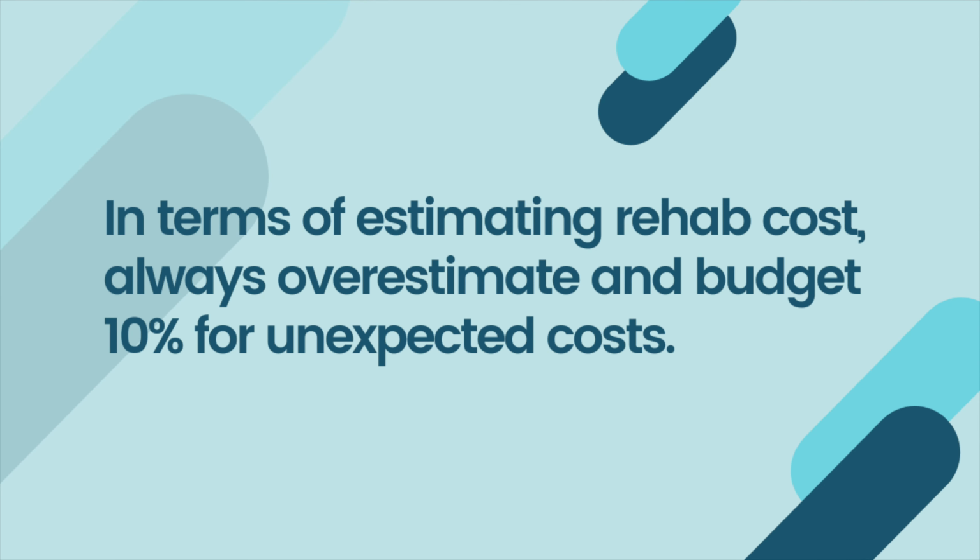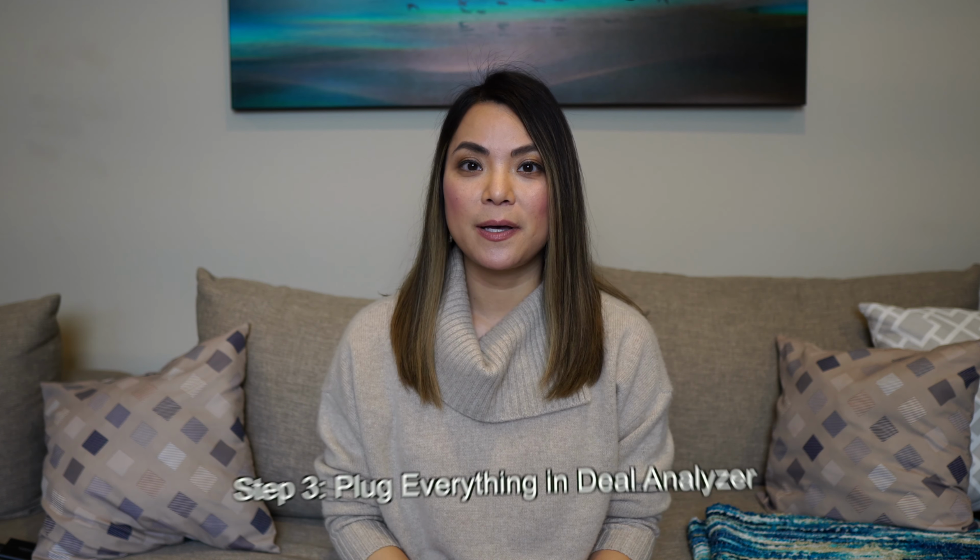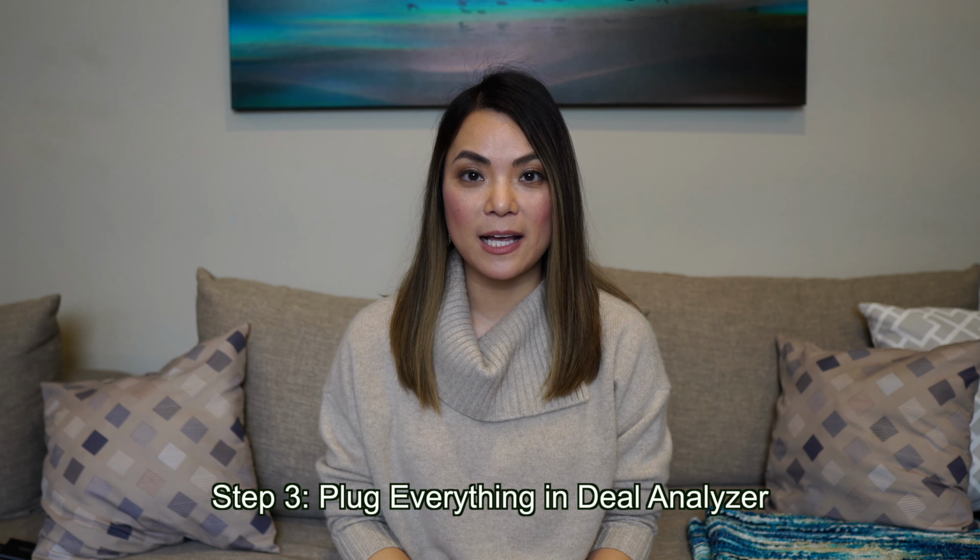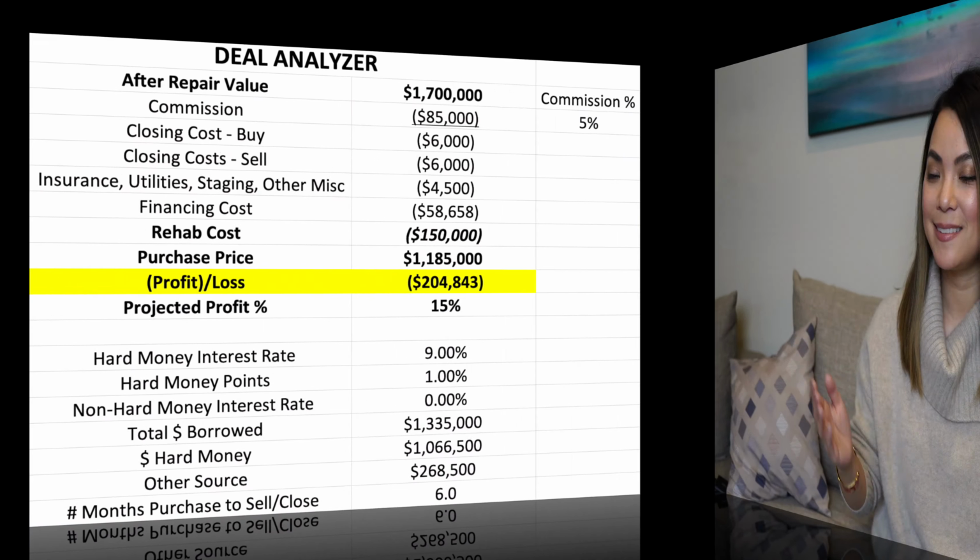In this episode, we talked about having a mentor guide you through your first deal, and this is definitely something that they can help you with too. In terms of estimating rehab cost, my advice to you is to always overestimate and budget at least a 10% extra for unexpected costs. The third step, once you have the after repair value and the rehab cost, you want to plug everything into a deal analyzer like this one.